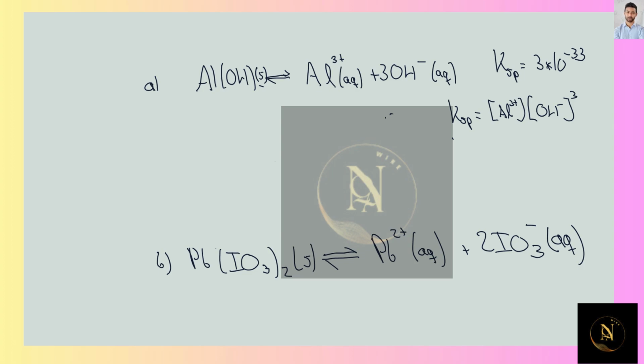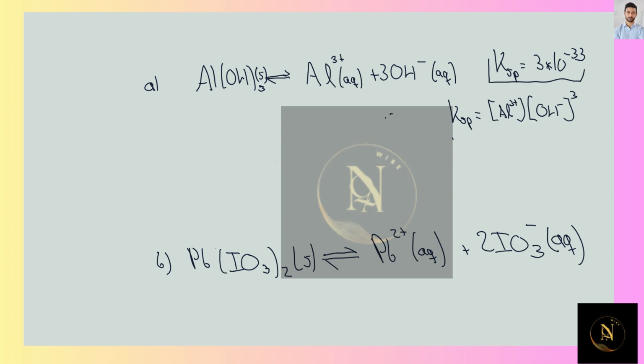Hi, so for this problem we're asked to find the concentration of different ions in reactions where we have an almost insoluble solid. So the first one we have aluminum hydroxide. This solid is going to turn into one equivalent of the aluminum 3 plus ion plus 3 equivalents of the OH minus ion, and we're given the value for the solubility product constant.